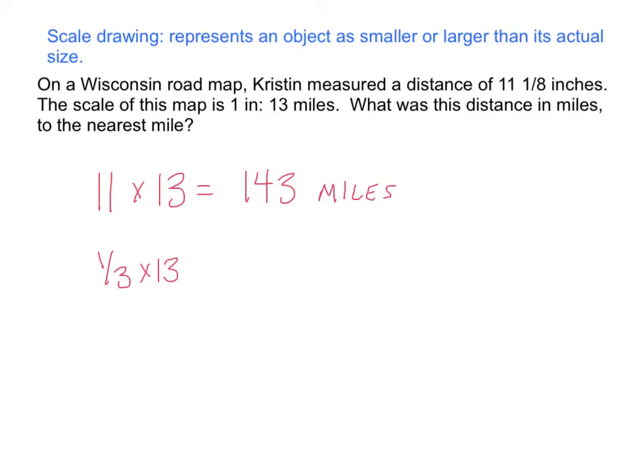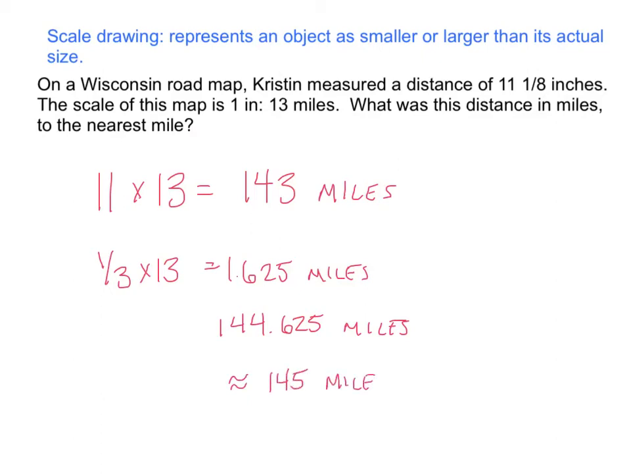1/8 times 13 will give you 1.625. Now we just need to add up these two numbers to give you 144.625. Well, our question asks now to the nearest mile, so we need to round this up because our 6 is bigger than a 5. So we give about 145 miles as the distance that she measured on the map.